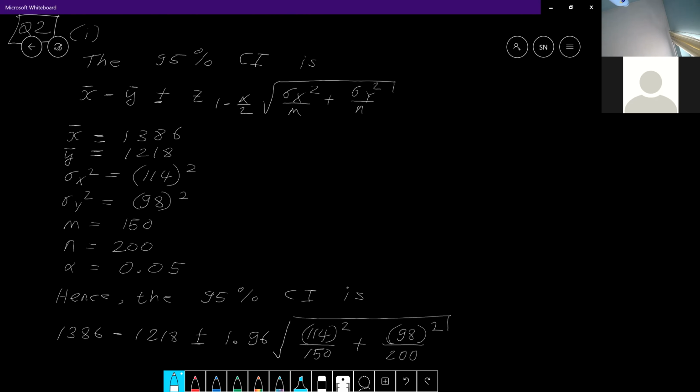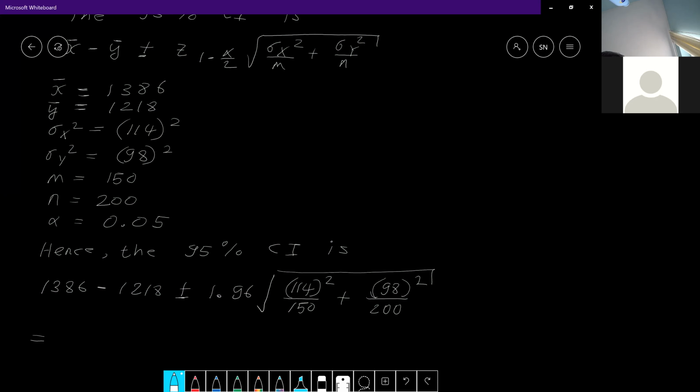Of course, you can simplify it. Let me check the solutions. The solution is this. So you should work this out using a calculator or program. So the 95% confidence interval is from a lower limit of 145.26 to an upper limit of 190.74. Okay. All right. So this is the 95% confidence interval for the difference in the population means, right?